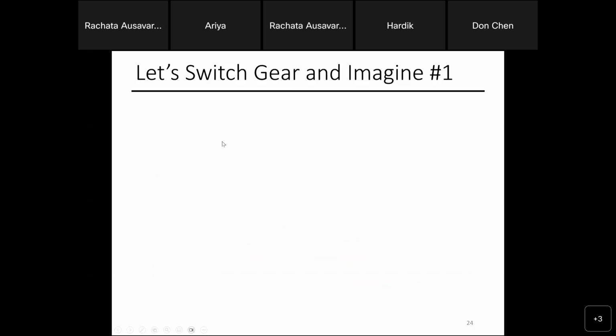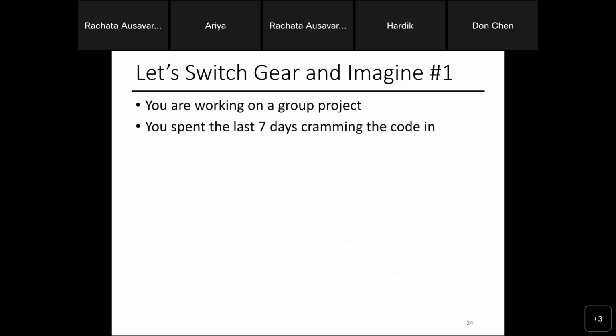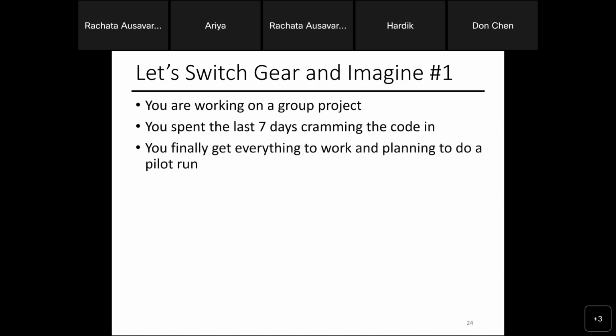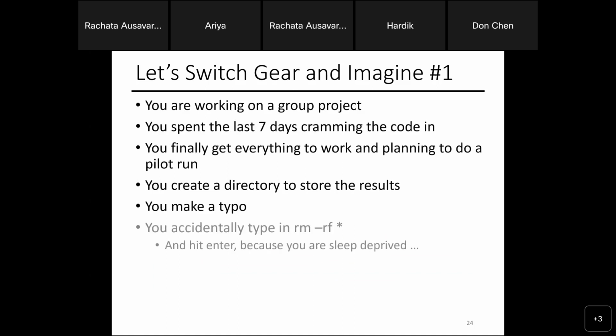Let's resume and talk about a scenario. For example, let's say you're working on a group project and trying to cram the code in, and everything kind of works, and then you accidentally type rm -rf star because you don't have a lot of sleep. Yeah, everything is gone. You don't have the recycle bin as well, right? It's a text-based command. It doesn't go to the recycle bin.